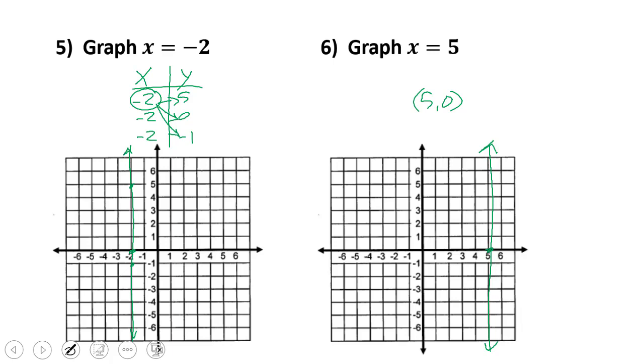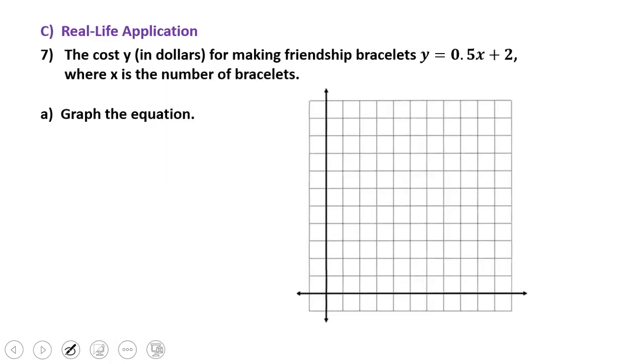Let's go to our real-life application where it says the cost y in dollars for making friendship bracelets is y equals 0.5x plus 2. We're going to graph this equation. So we're going to make our function table, x and y.